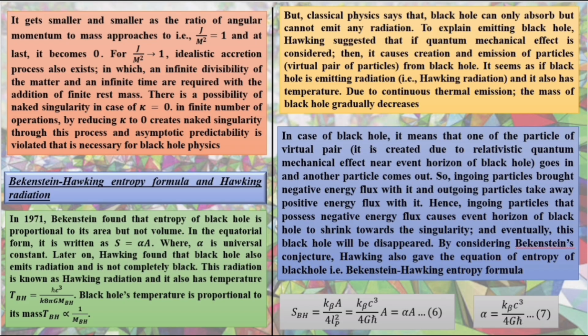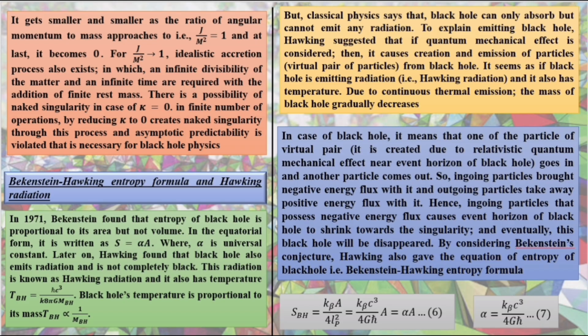It means temperature is inversely proportional to the mass of the black hole. If we remove proportionality, we will have the equation T_BH is equal to h-bar c cubed over k 8 pi G M_BH. The black hole's temperature is inversely proportional to the mass of the black hole. In classical physics, a black hole can only absorb but cannot emit radiation. To explain an emitting black hole, Hawking suggested that if quantum mechanical effects are considered, they cause creation and emission of particles, that is virtual pairs of particles, from the black hole. It seems as if the black hole is emitting radiation and it also has a temperature.